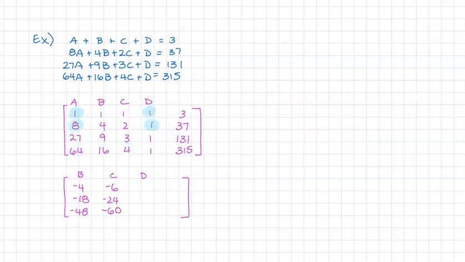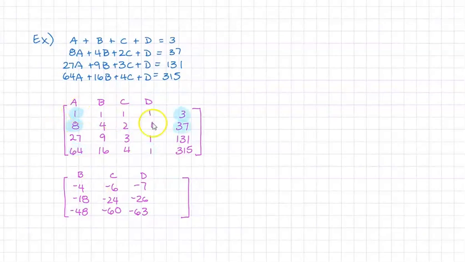Now on to the D column. So now it's 1 times 1 minus 1 times 8. That's negative 7. Then 1 times 1 minus 1 times 27, and that's negative 26. And then finally 1 times 1 minus 1 times 64, and that's negative 63. And that finishes up the D column, and now just one more column to go.